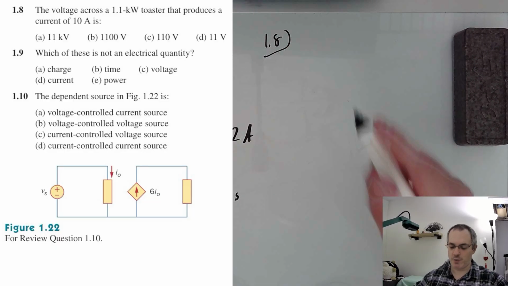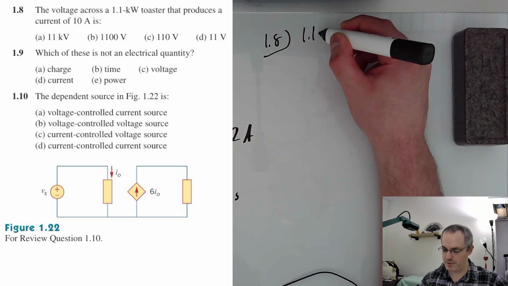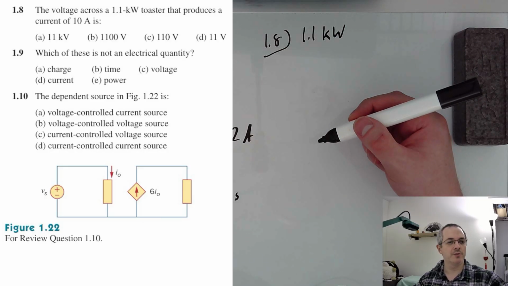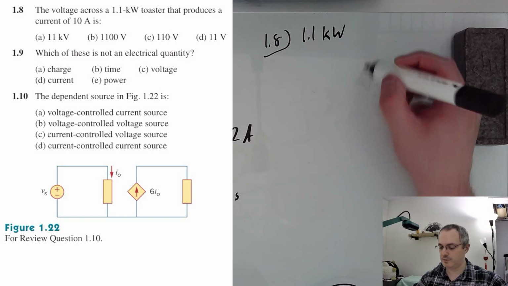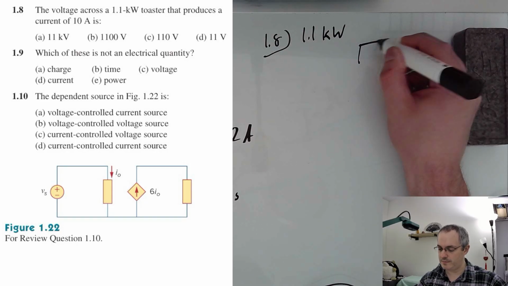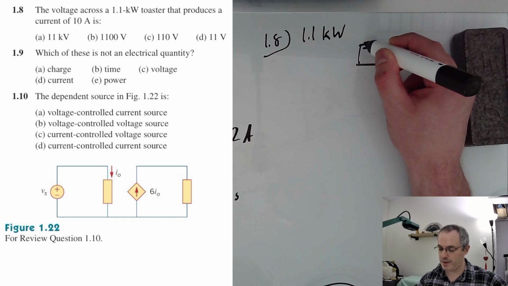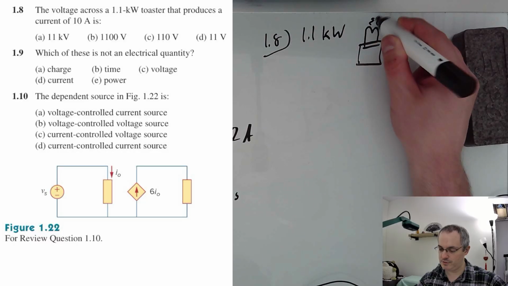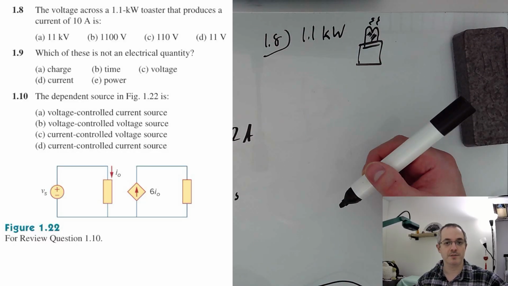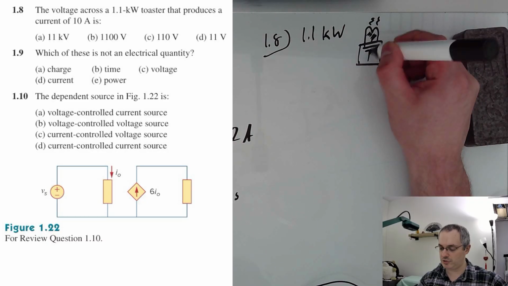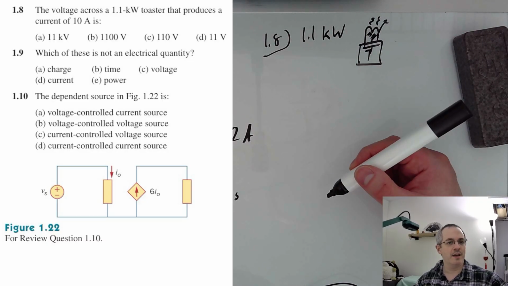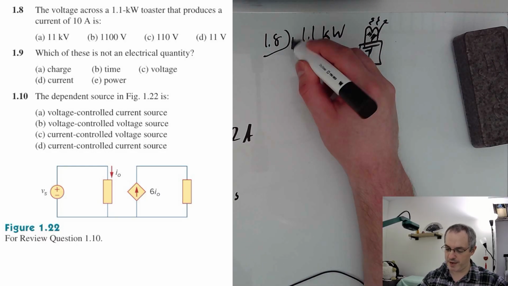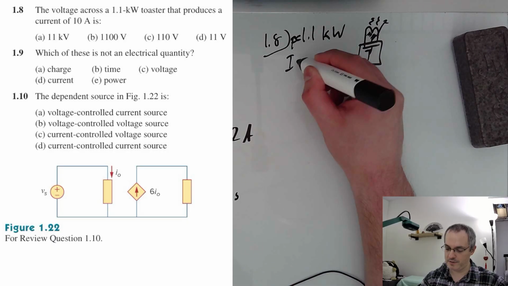The voltage across a 1.1 kilowatts that produces, it's a toaster. Great, so it's a toaster. So we've got a toaster, and it's popping up some toast here. Maybe it's a little burnt. So it's got some toast popping out. That produces a current of 10 amps. All right, so we got some power, and we got some current, 10 amps.